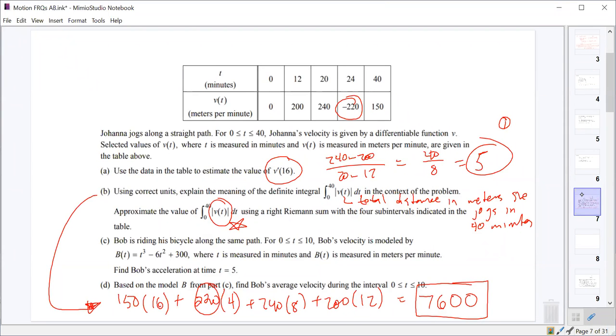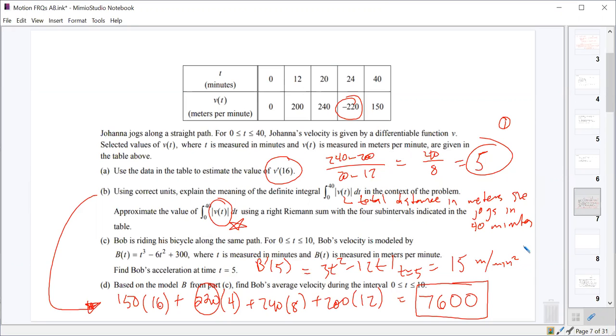Part C. Bob rides his bicycle along a path, the same path. They give his velocity, t is in minutes and v of t is in meters per minute. Find his acceleration. So that should just be v prime of 5. v prime is 3t squared minus 12t. So at 5, that should be what? 75 minus 60, 15. 15 meters per minute per minute.